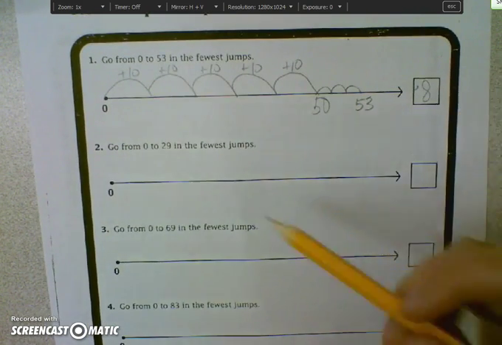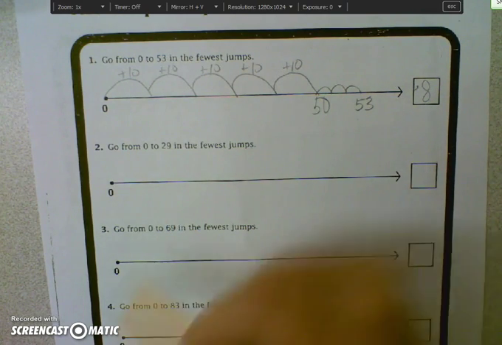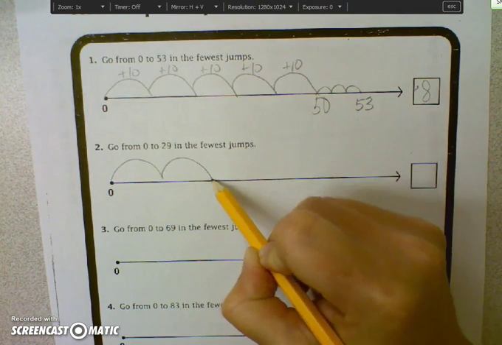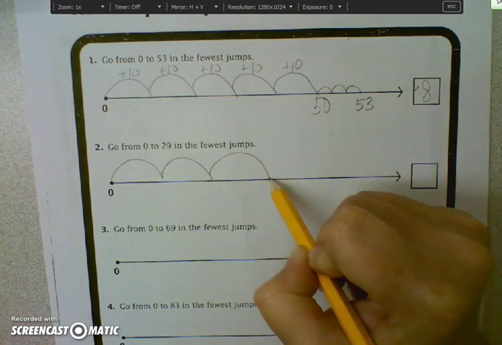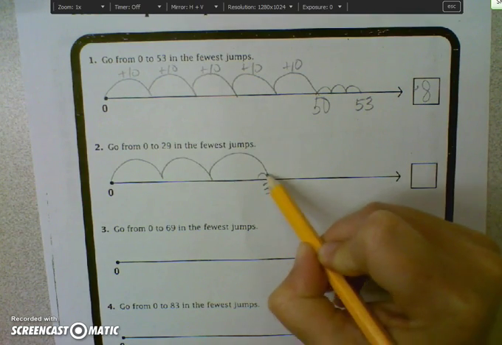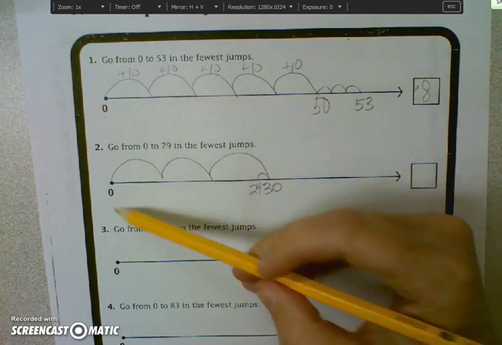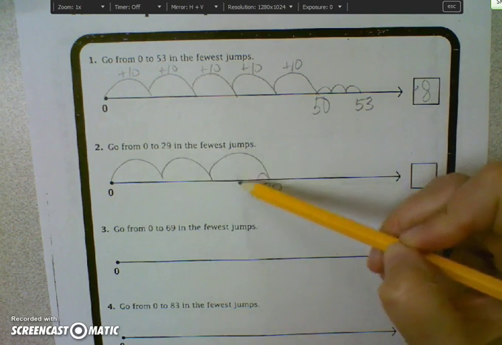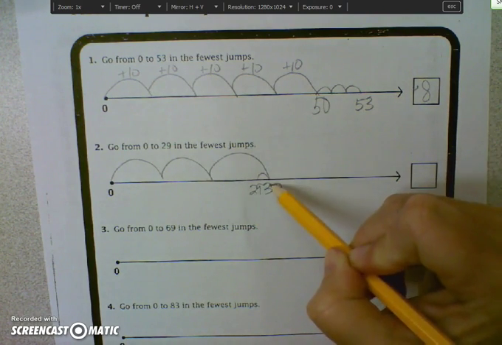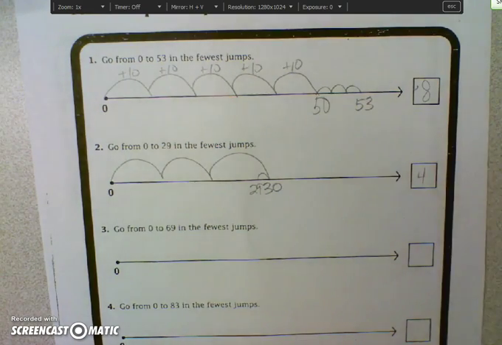The second one, I'm trying to get from 0 to 29 in the fewest jumps possible. I would jump 2 jumps of 10. I would make a third jump of 10 so that I landed at 30. And I would make 1 jump back to 29. Instead of stopping at 20 and making 9 jumps forward, I can make fewer jumps by going to my nearest 10 and then back 1. So I made a total of 4 jumps there.